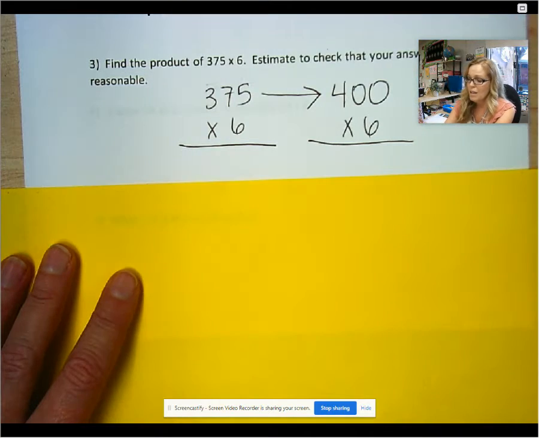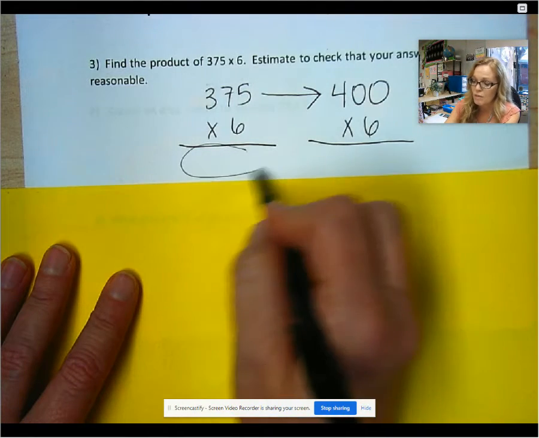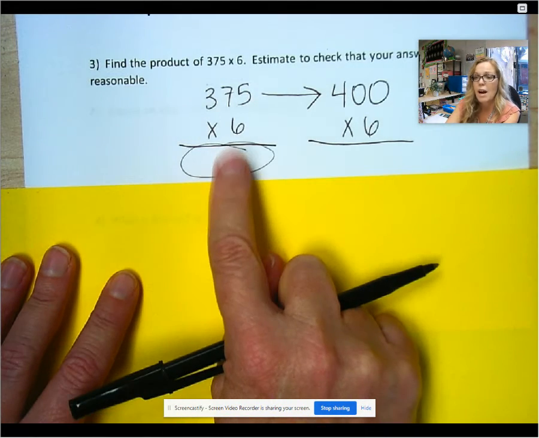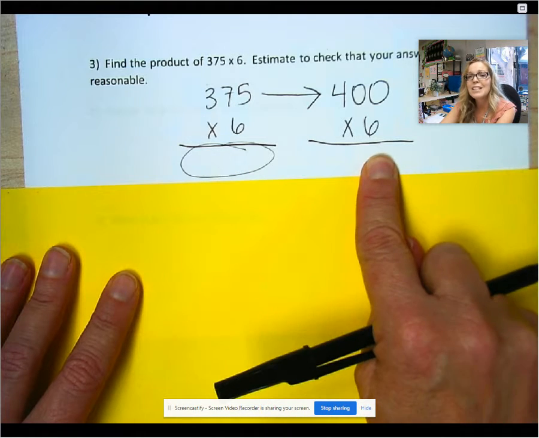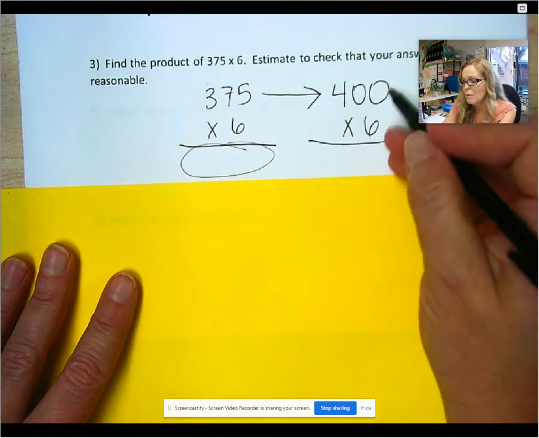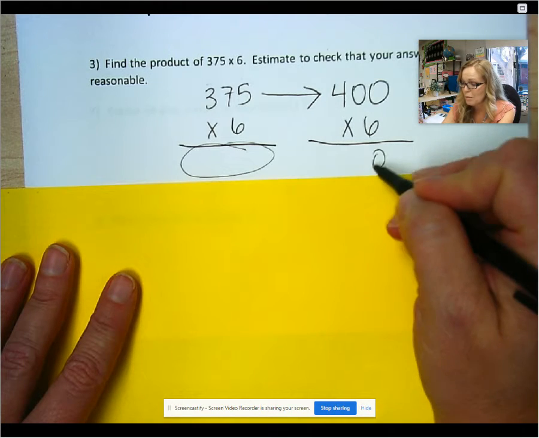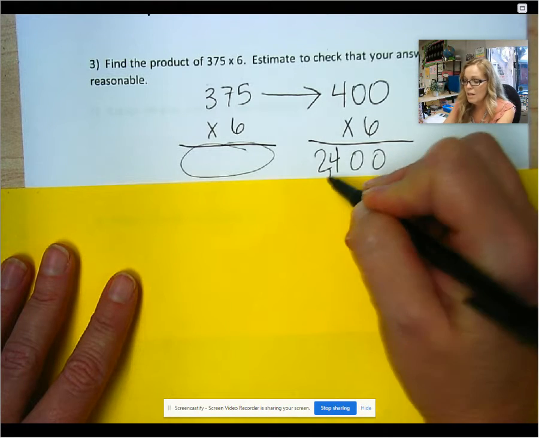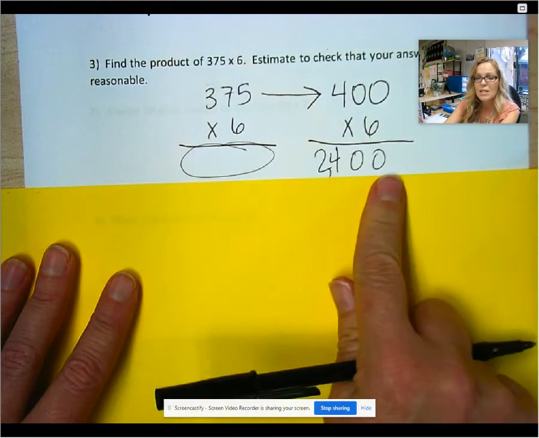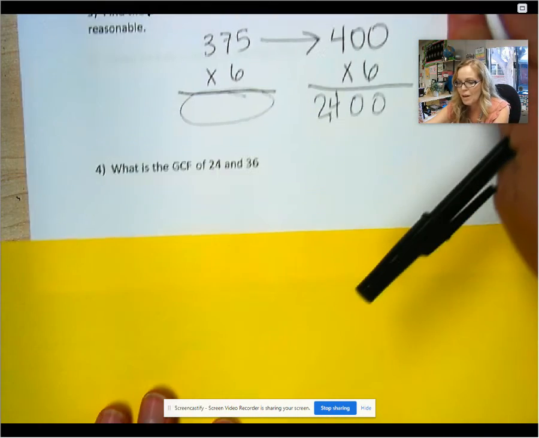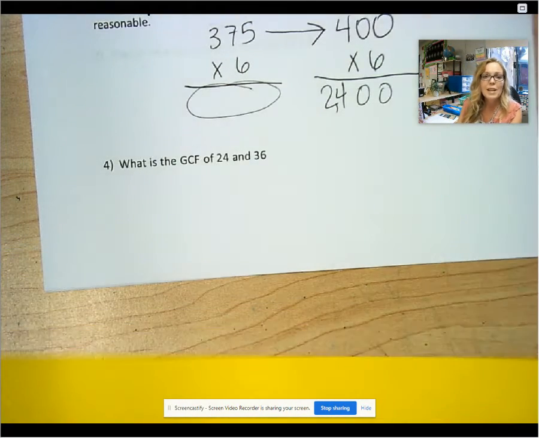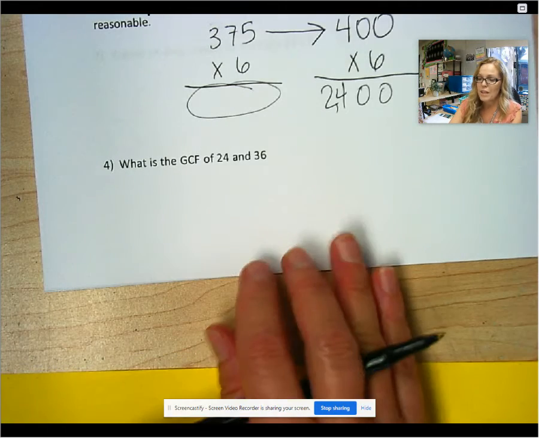Easy math. So I would, number one, need to solve the answer to this multiplication problem. And then here I would need to estimate. And that would be an easy math problem to do, right? So therefore, I could see if they are similar. If they are, I know my answer is reasonable. Okay. What is the GCF of 24 and 36?